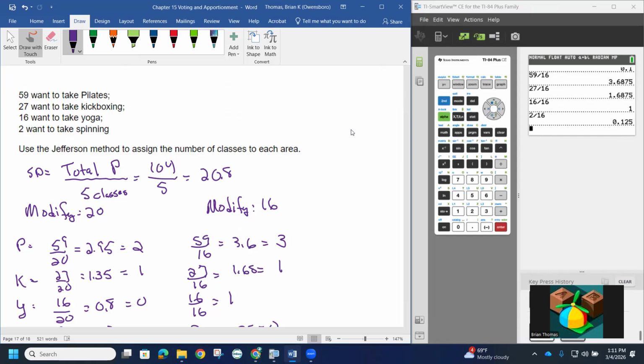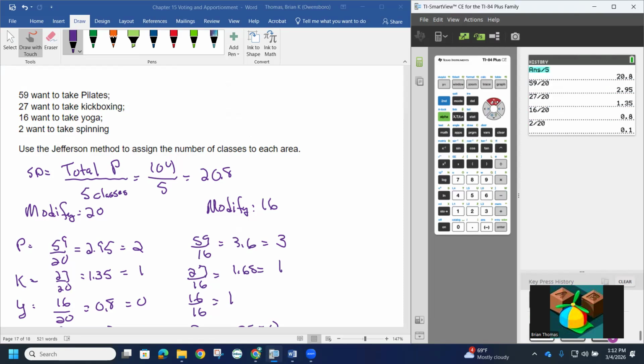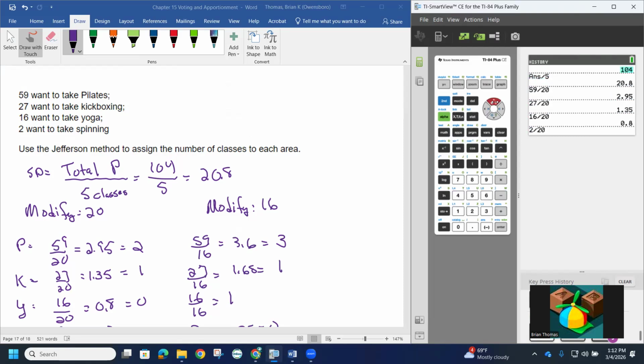You can close the video at this point if you want, but I'm kind of curious, if I did the Hamilton method, what the apportionment would be. So feel free to shut off here and move on, but I'm just going to talk a little bit more and look at this apportionment with Hamilton's method. So again, let me see if I can find my standard divisor up here. Our standard divisor was 20.8.